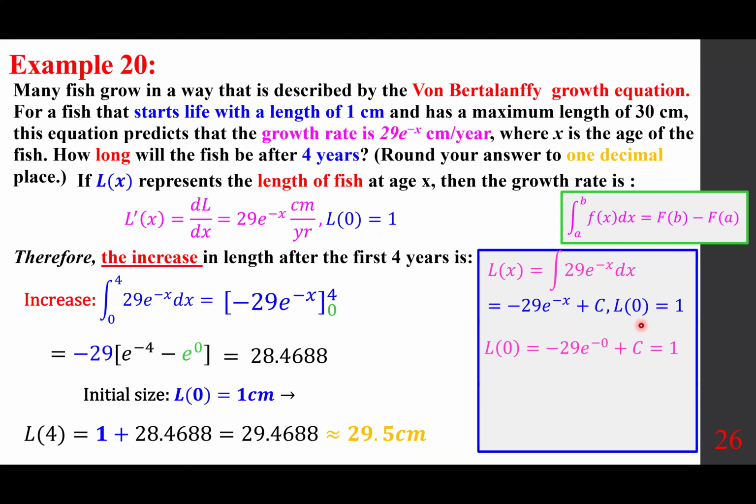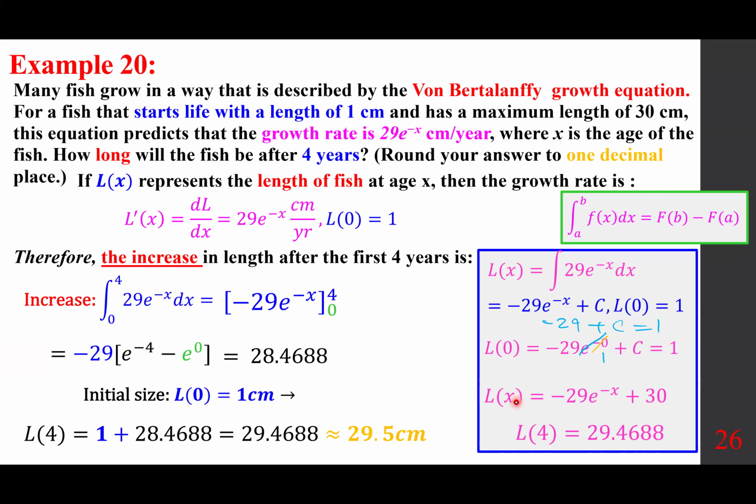L of 0 gives us c equals 30. That's a specific solution. That's one formula, one function instead of a family of functions. After 4 years, replace the x with 4.